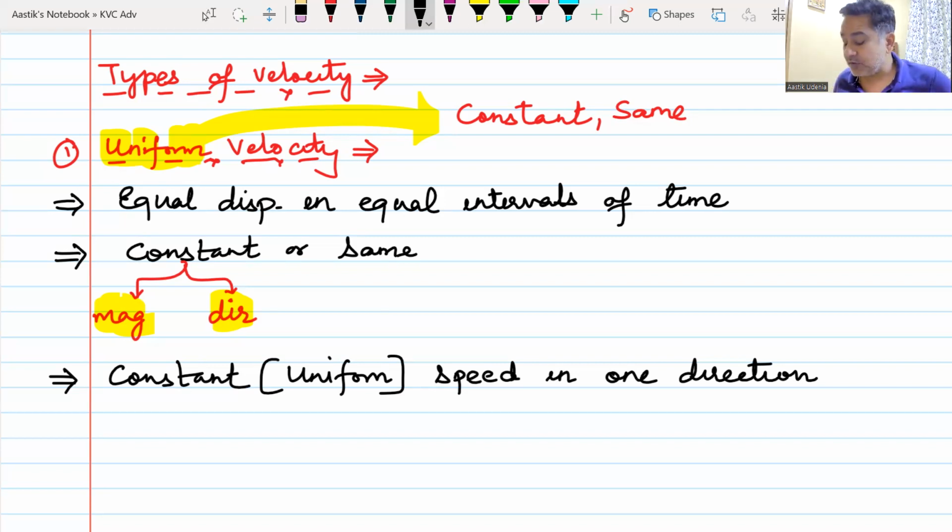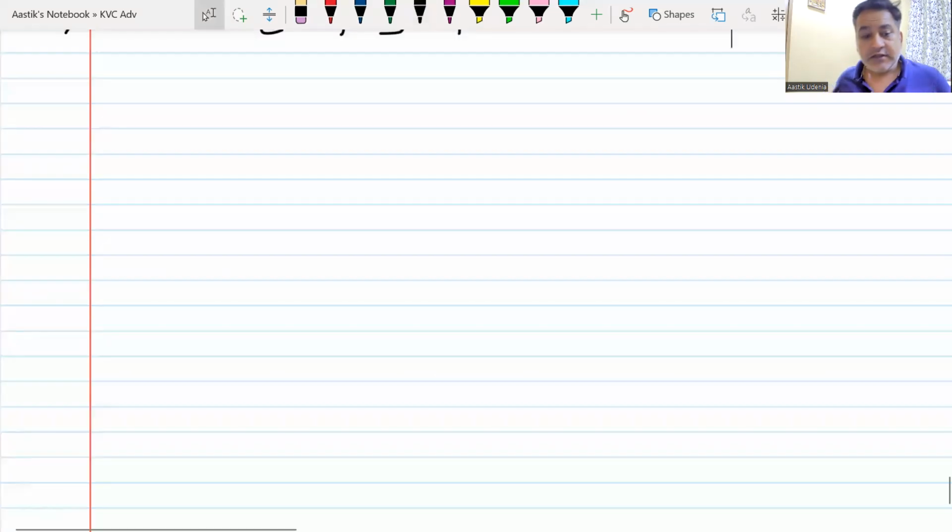So that is what you can understand. You can understand uniform velocity as uniform speed in one direction. So this is how you can relate uniform velocity with uniform speed. Do we understand this? That is the only relation between them. Yes, sir. That is the first type of velocity. Have you noted it down? Yes, sir. Then what would be the second type of velocity?